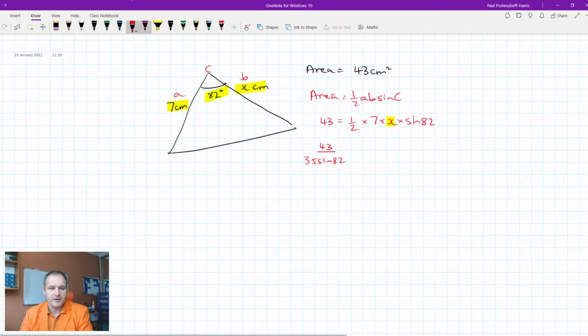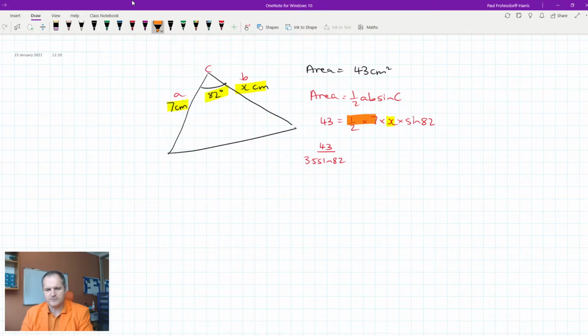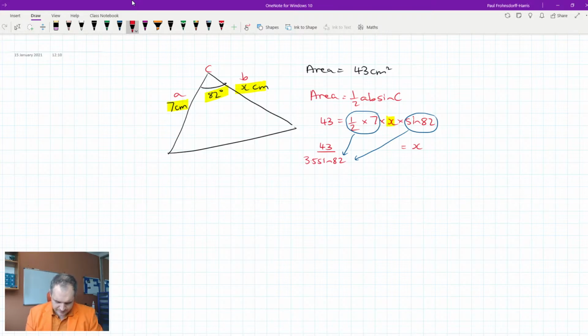All I've done here is I've taken, and I'm going to change the colour so you can see exactly what I'm talking about, I've taken half of 7, that's not a nice colour to use on the screen. I've taken the half of 7 bit, which was the 3.5, and I've taken the sin 82 and divided by them, so they've both gone to the bottom, which should just mean equals x. X is now left on its own. So we use our calculator, 43 divided by 3.5 sin 82 is 12.4. And that tells us that it's 12.4 centimetres.